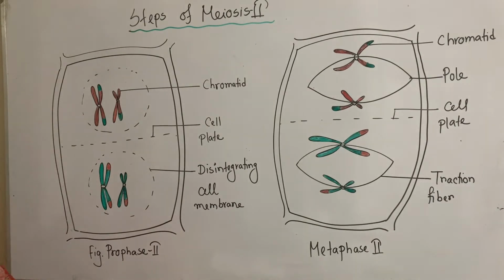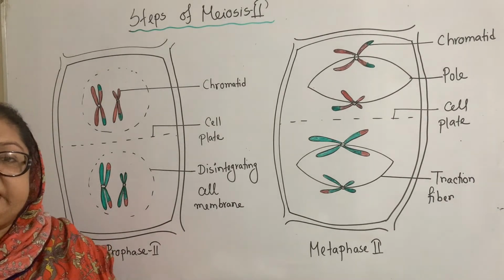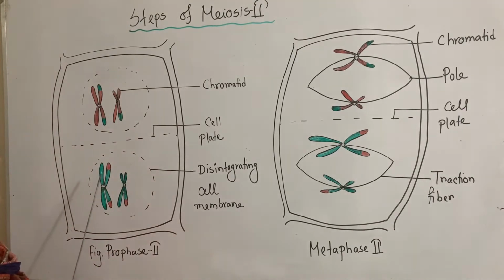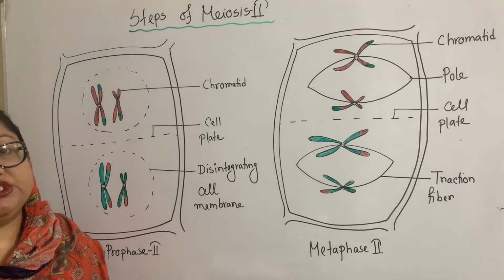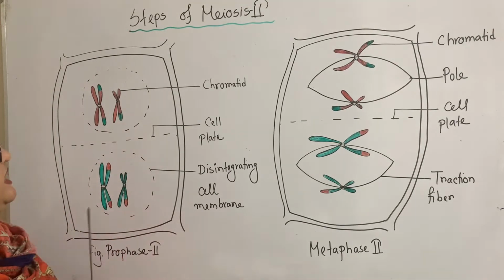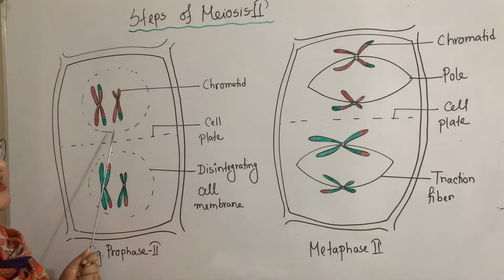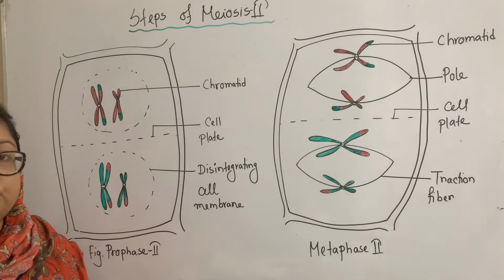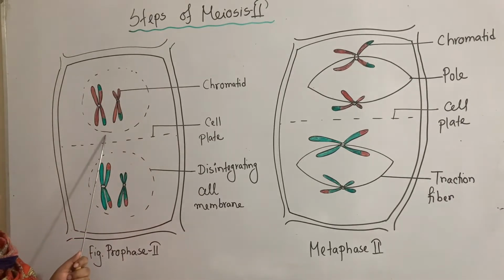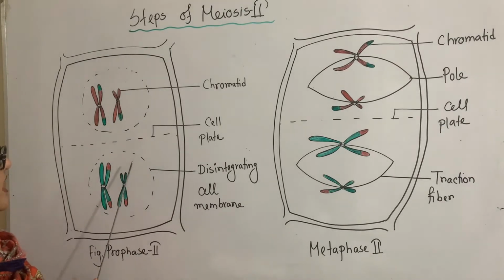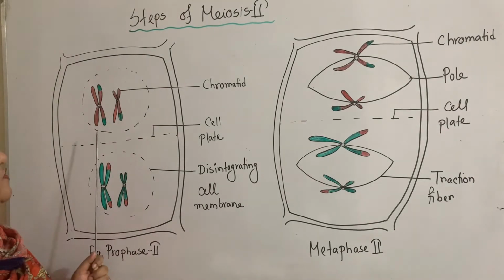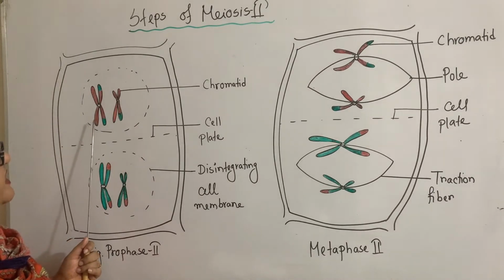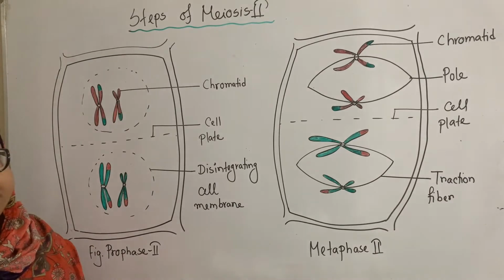Now what happens during prophase 2? During this step, the chromosomes become shorter and thicker due to the dehydration of nuclei. Then at this stage, you can see that the chromosomes can be observed under a compound microscope. At the end of this stage, the nuclear membrane and nucleolus disappear. And during this prophase 2, the chromosome becomes divided into two chromatids.